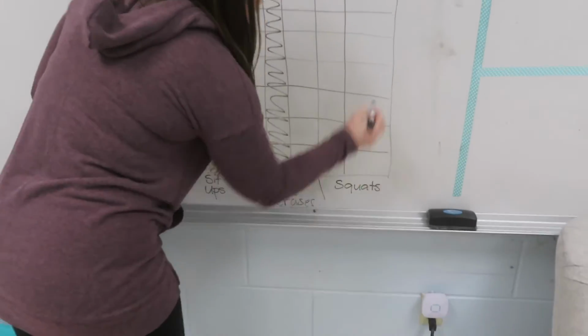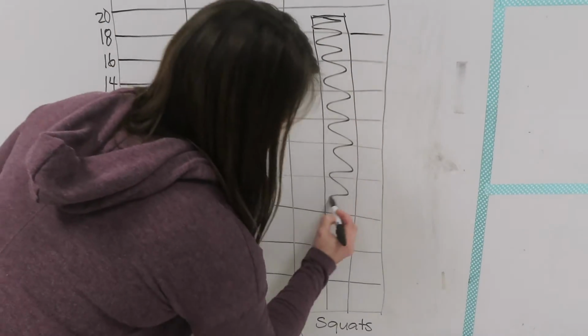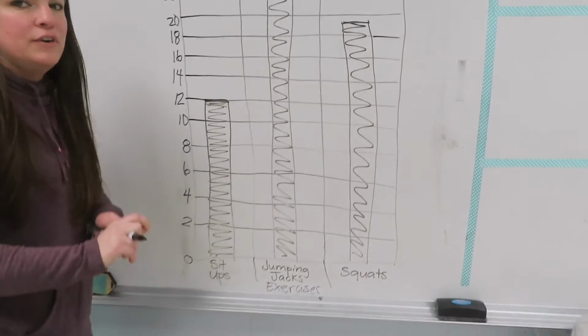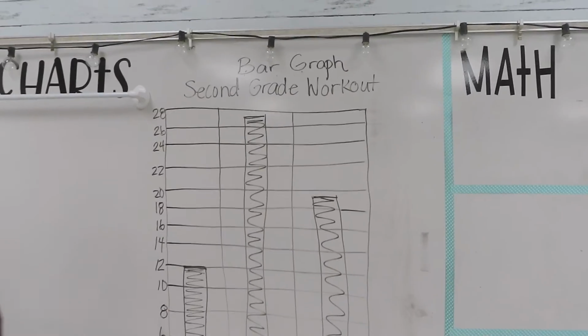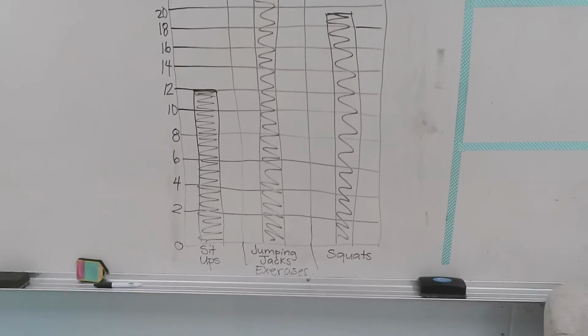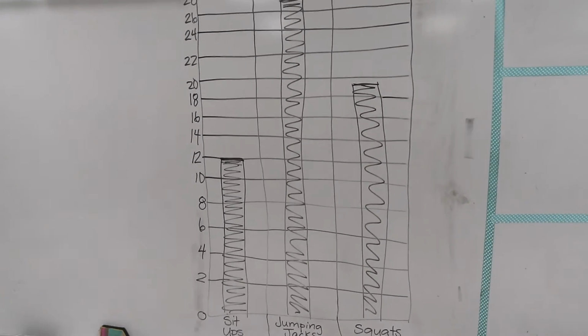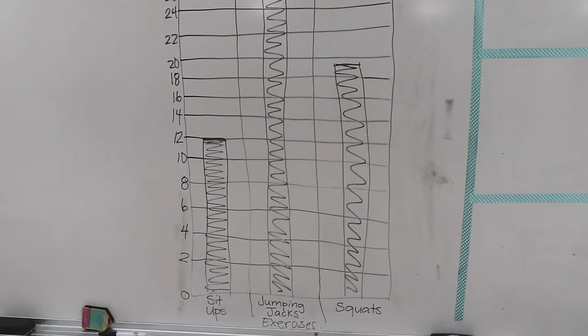About halfway through, put our 19 on and shade it in for our squats. Boom, look at that beautiful bar graph. It has the title, it has the scale, has the labels at the bottom, and we did a very neat job. Good job Mr. Lowe, on coloring it in and making it look pretty.